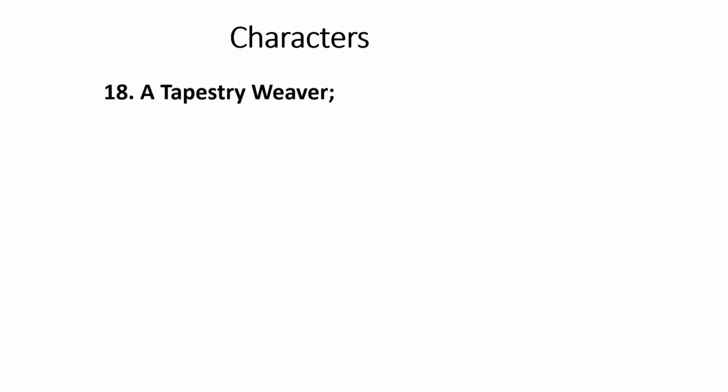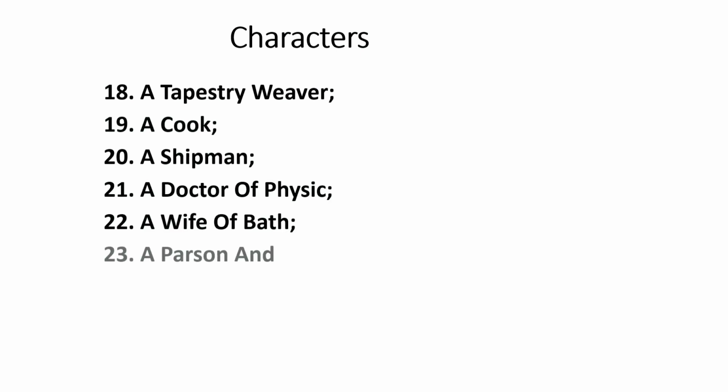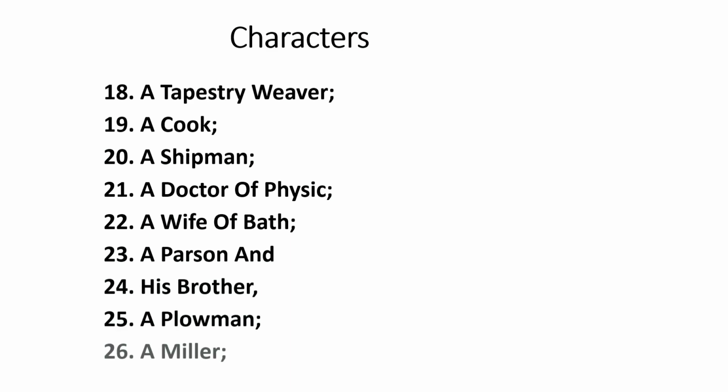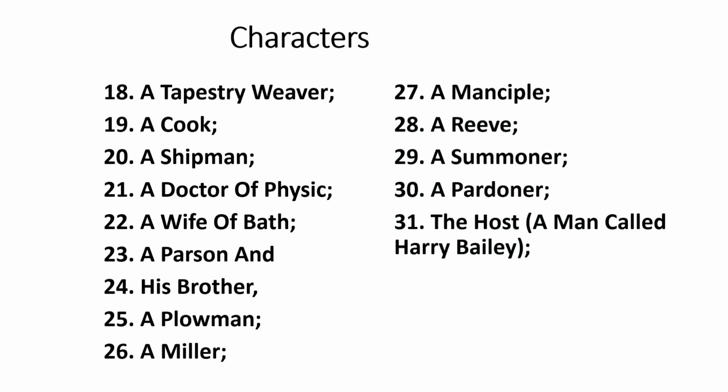Next characters are a tapestry weaver, a cook, a shipman, doctor of physic, wife of Bath, parson, and his brother, a plowman, a miller, a manciple, a reeve, a summoner, a pardoner. In this prologue, it is mentioned that there were around 29 characters, but when we see the character list, it is 30 characters actually. And apart from that, there were two other characters.